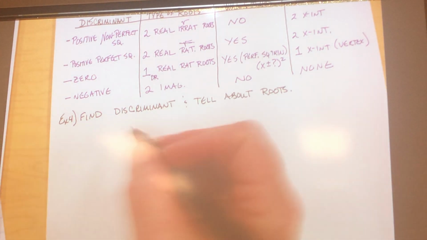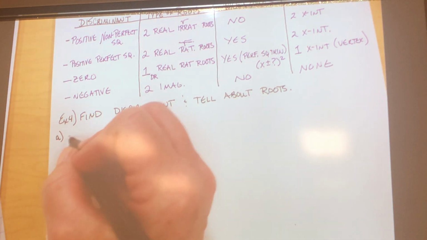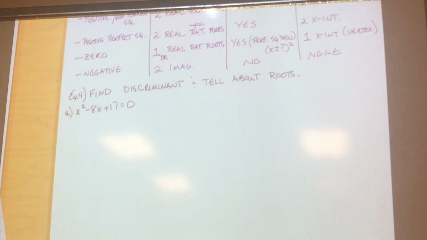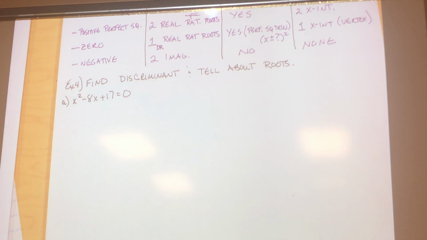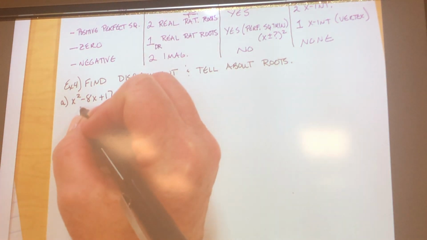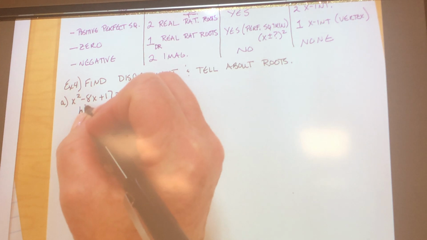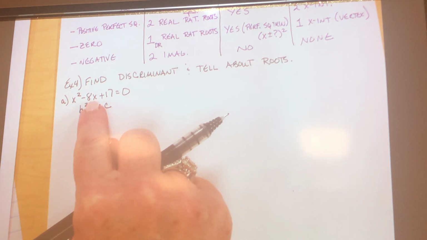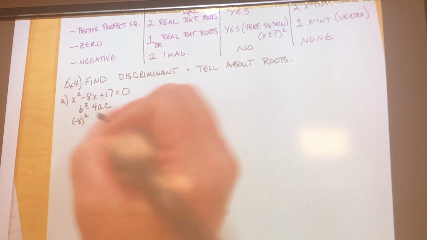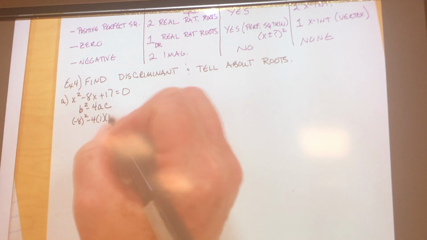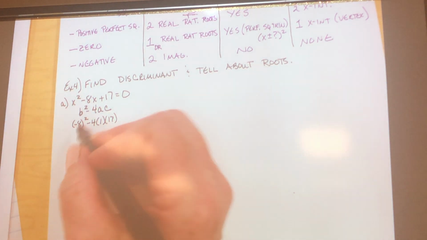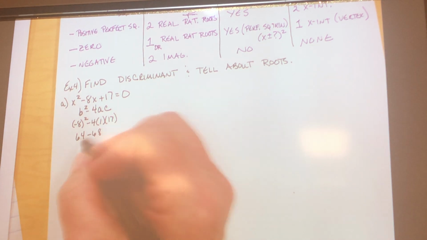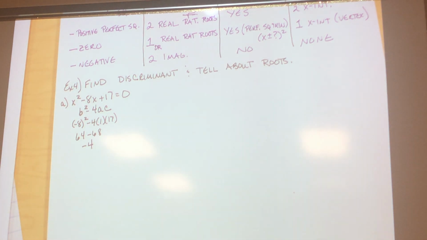Okay, so here we go. I'm going to do 3 of them, A, B, and C. Here's the first one. X squared minus 8x plus 17 equals 0. Okay, I'm going to do the first one with you. All right? Does everybody agree? What's the formula for my discriminant? Come on, you got to know it. B squared minus 4AC. Does everybody agree that that is negative 8 squared minus 4 times 1 times 17? Okay, now let's see, negative 8 squared is 64, and 4 times 17 is 68. So 64 minus 68 is negative 4.